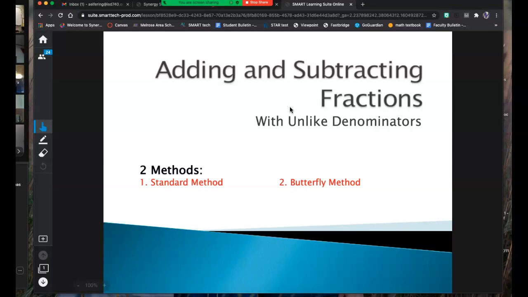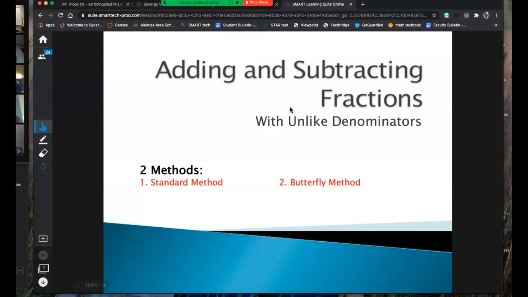Okay. The reason I want you to have a calculator is as we do this, depending on what method you use, some of the numbers can get a little bit larger and your calculator is going to help you with that. Okay, so that should hopefully make it a little bit easier if you have your calculator in front of you.